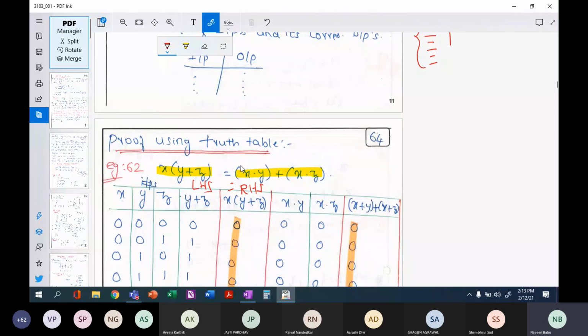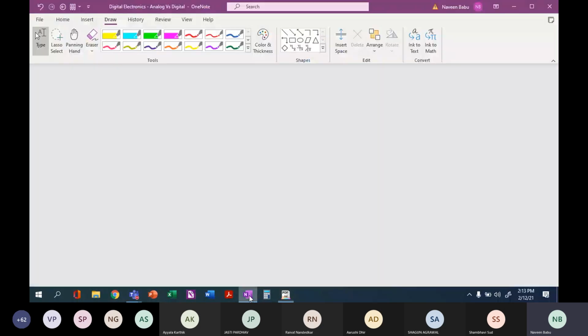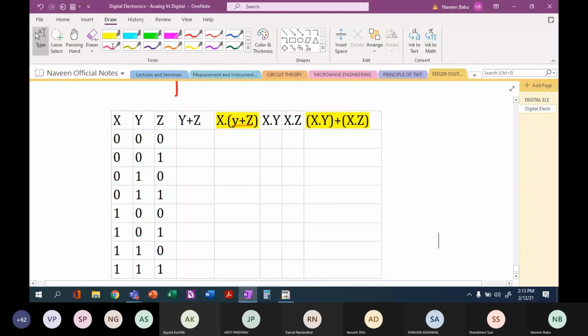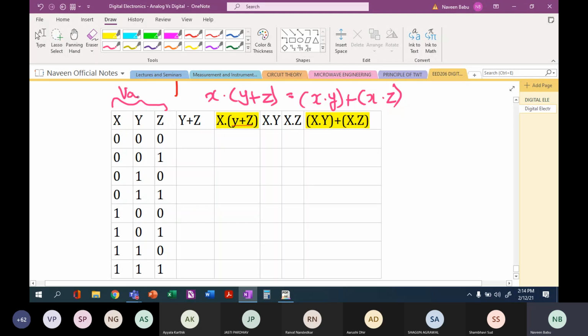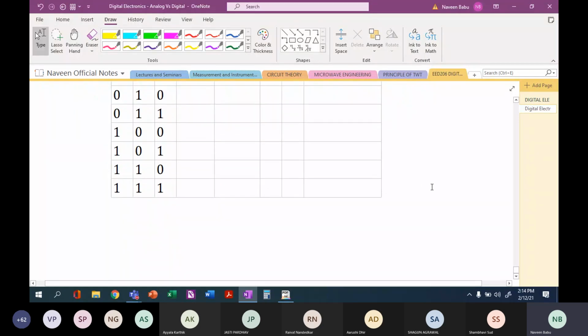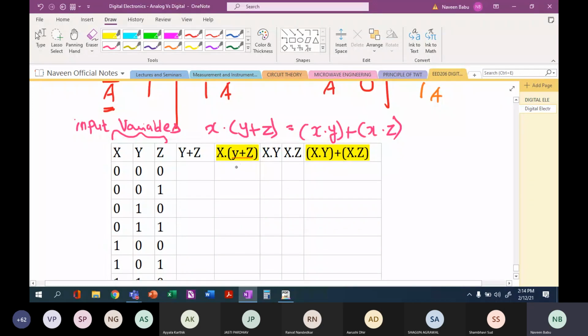If we try to prove using a truth table, then what is the expression we have? The expression we have here is x dot y plus z, which must be equal to x dot y plus x dot z. This is what we need to prove. So how do we make a truth table? What are the variables here? We have x, y and z as the three variables. So instead of writing them as variables, we write them as input variables. All these are inputs, and which is the output? This particular table is your output.